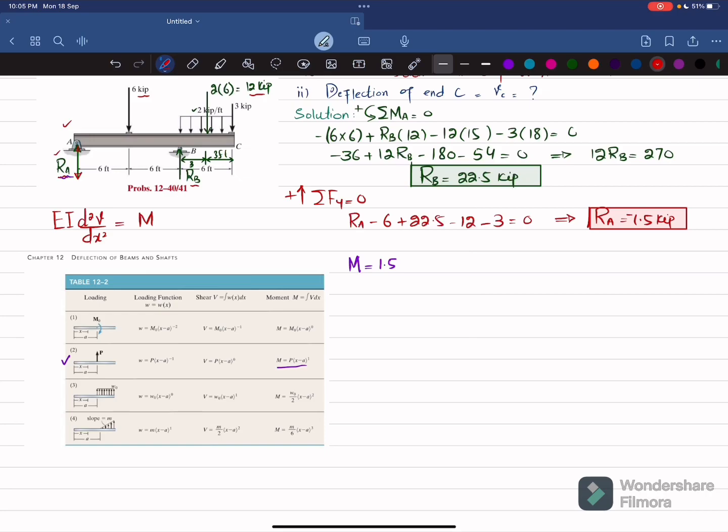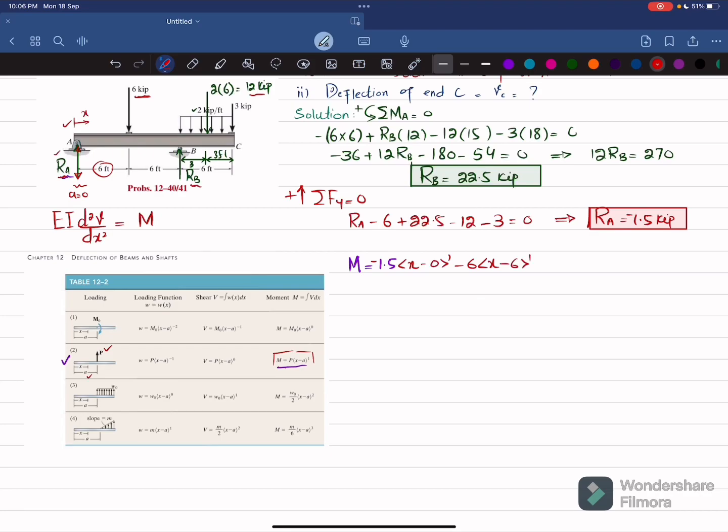Now you can see we'll start from this load Ra. So the moment equation will be this one. So the load is upward, so this is positive. Their load is downward, so it will be minus 1.5 into x minus a. So a is equal to 0 over here. So x minus 0 power 1. The second load is this 6 kips. So again the same function will be used, and load is downward, so it will be minus. So 6 into x minus, now a is equal to 6 because x starts from here. So a will be equal to 6. So x minus 6 power 1.